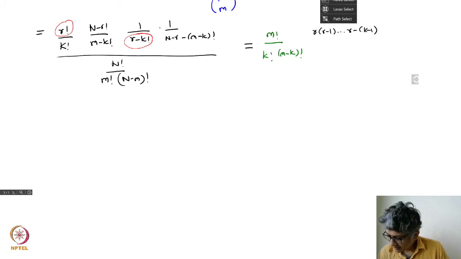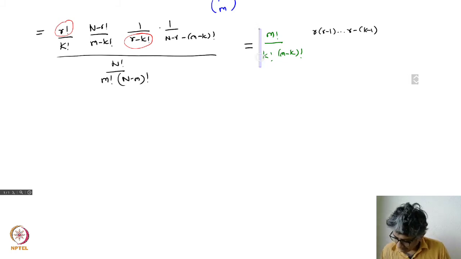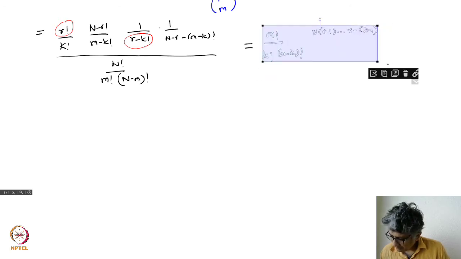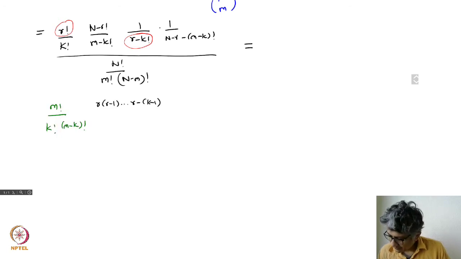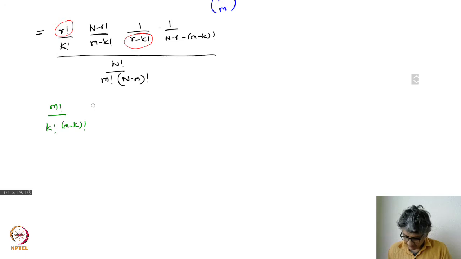Erase this. So if I do that, I'll rewrite this in red, so it's easier. That's the red part. So the red part is R into R minus 1, R minus 2, all the way up to R minus k plus 1.